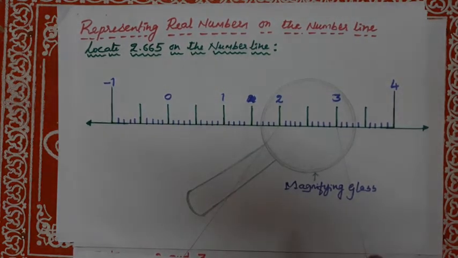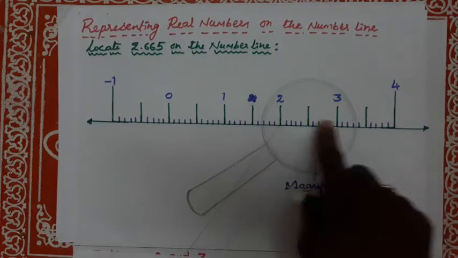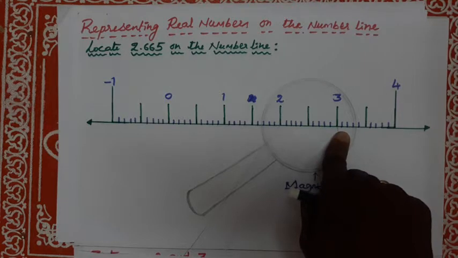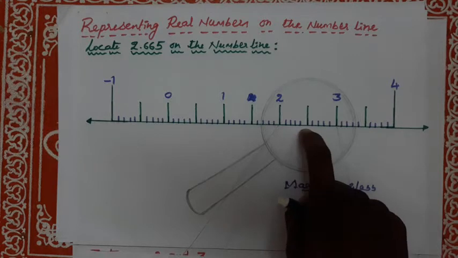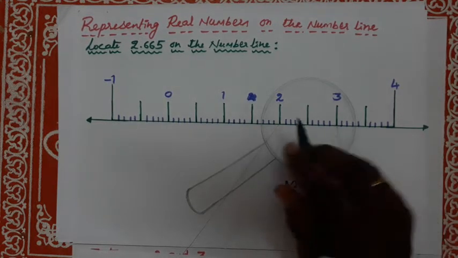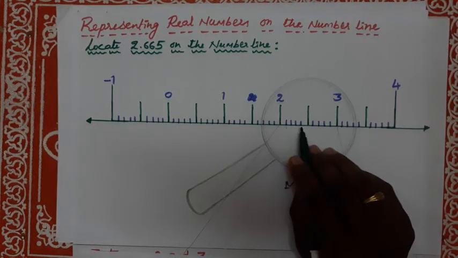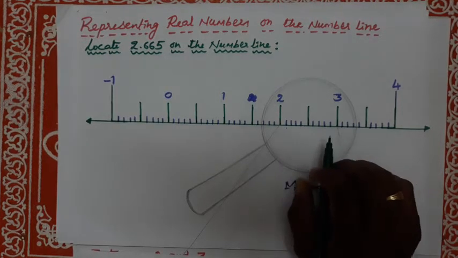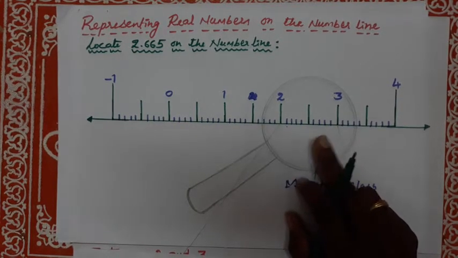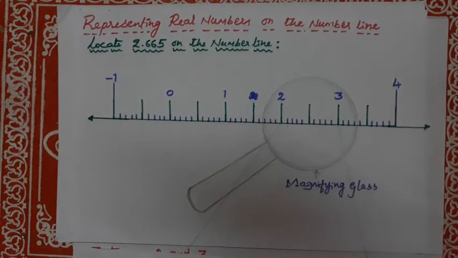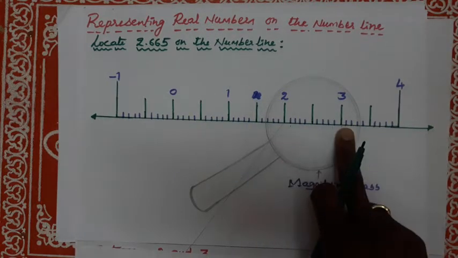We know that this lies between 2 and 3. Suppose we divide this into 10 equal parts and mark each point of division in this figure. Then the first mark to the right of 2 will represent 2.1, 2.2, 2.3, and so on. You might be finding some difficulty in observing these points of division between 2 and 3 in this figure.